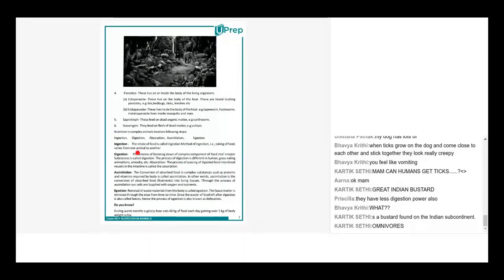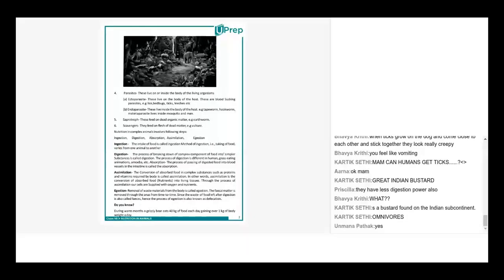All right, so now going to the next portion. As I said, nutrition is a little complex in animals, where we will be having ingestion, digestion, absorption, assimilation, and then egestion. These are the 5 stages of the holozoic form of nutrition.